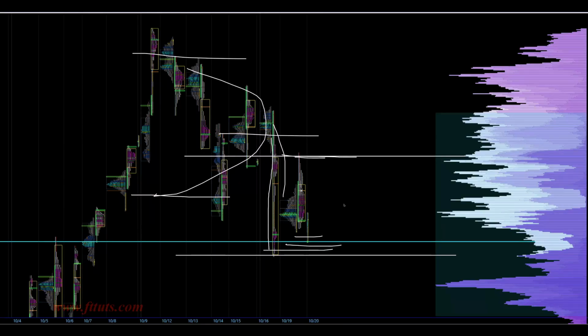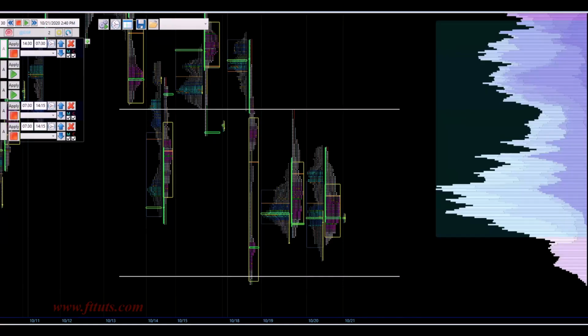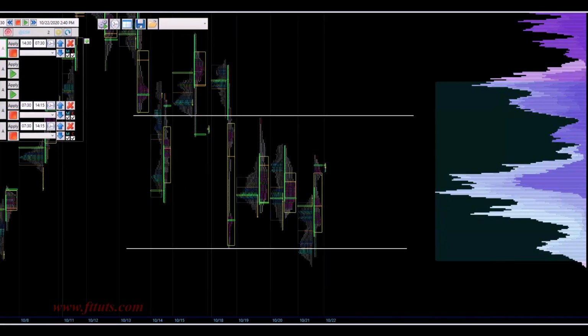Now watch as we go through subsequent days of this range and just watch these extremes. As the auction continues to develop, notice it tests the low of this area, comes back inside. Notice how we're developing a high volume node in the middle.